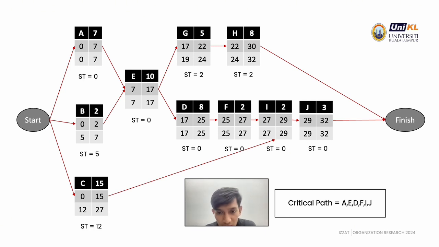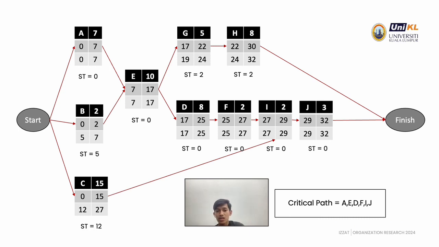Next, for activity I. Since activity I splits to two activities, basically you just need to put the late start of activity I as the late finish for activities F and C.